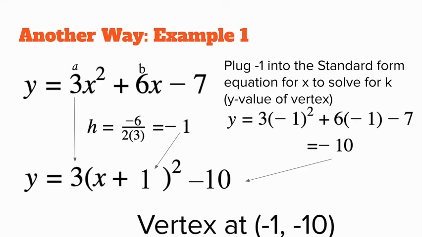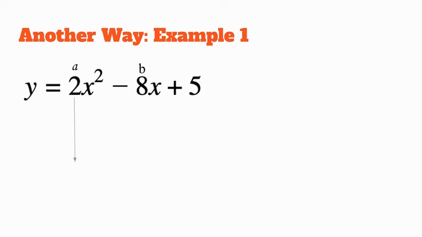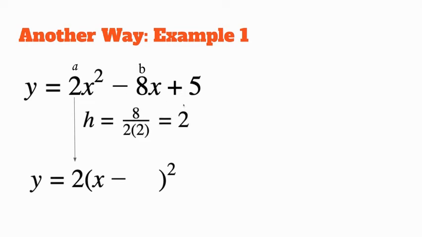One more example of converting from standard to vertex form when there is a stretch factor other than 1. You have your a and your b. Your 2 easily translates to vertex form. So then remember your h is the opposite of b over 2a. So since my b is -8, it becomes a +8. And then 2 times 2 from your a value, you get 8 divided by 4 is 2. And so I get x minus 2 in my vertex form.